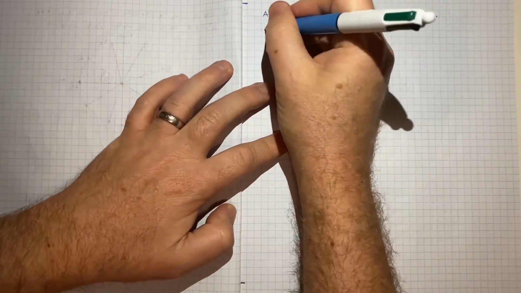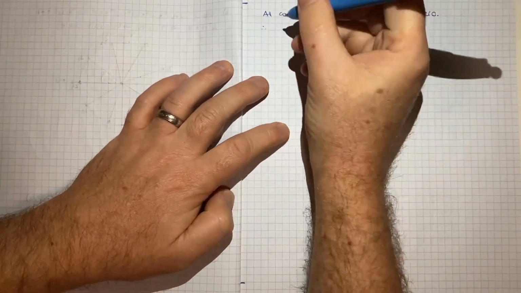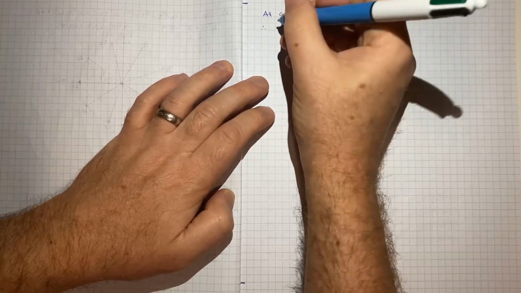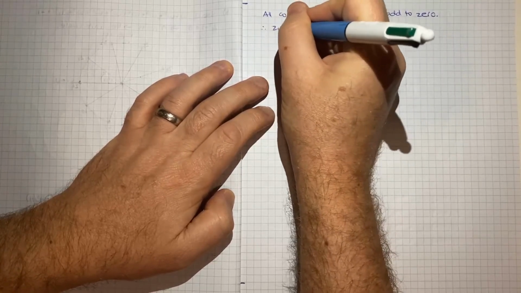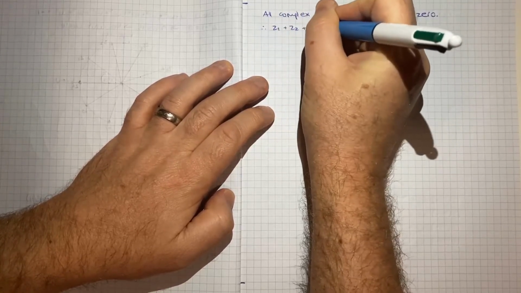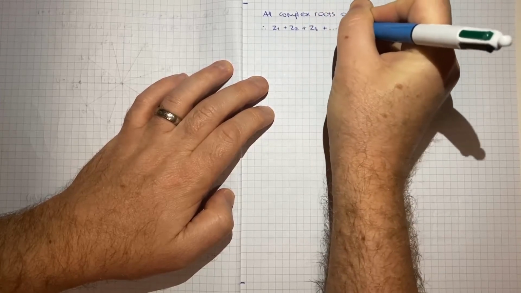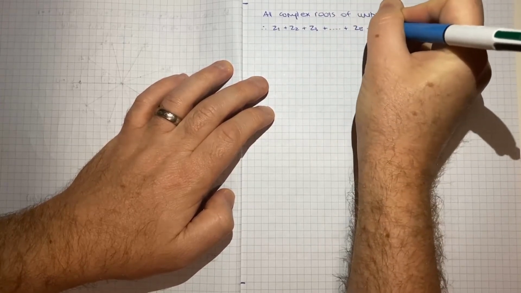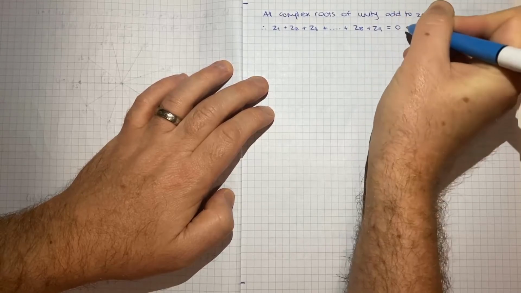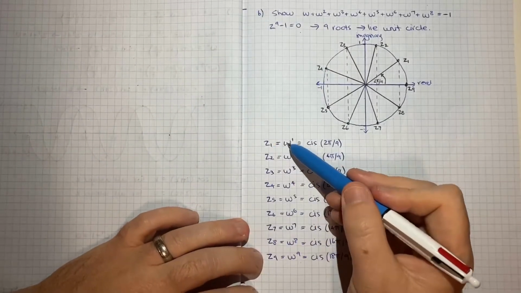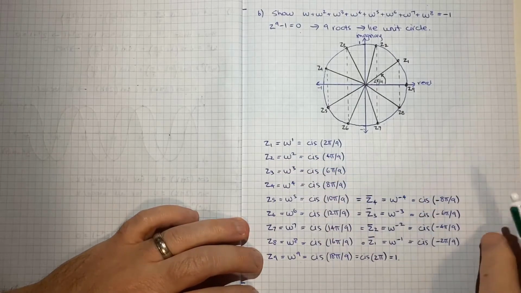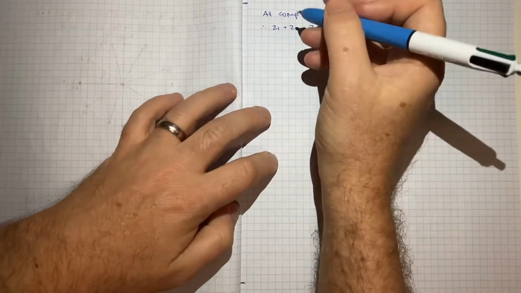So what we'll get is, I'll just write it out in full. I'll go very step by step. So we'll go Z1 plus Z2 plus Z3 plus all the way up to Z8 plus Z9. That's going to be equal to 0. And as I've noted, Z1 is W to the 1, Z2 is W to the power of 2, and so on. So we can just insert those in.